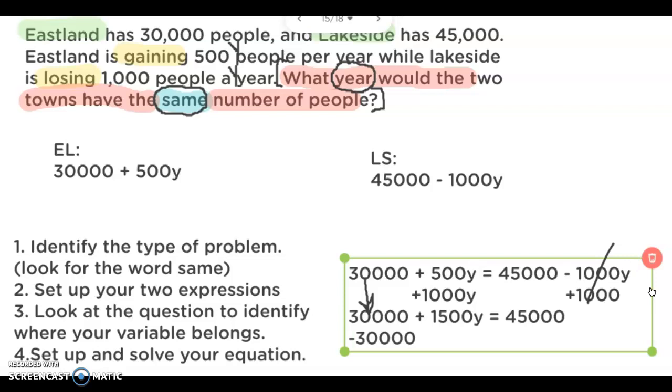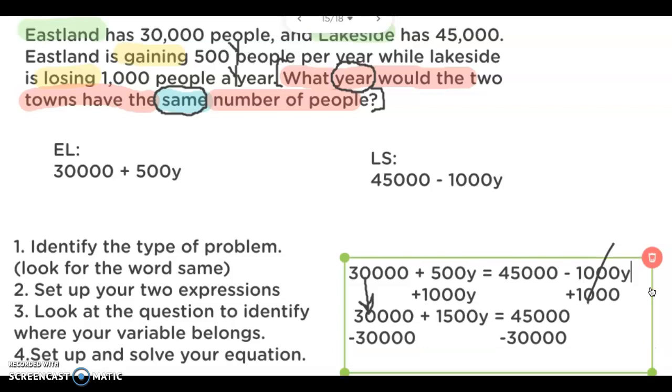Okay, and because I'm borderline OCD, I'm gonna move this over so that it is linear, and I'm gonna do minus 30,000. Okay. All right. That gives me another zero pair, and I'll cross that out in a second. That's going to be 15,000 is equal to 1,500 y.